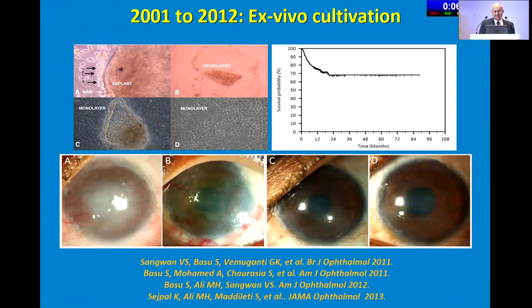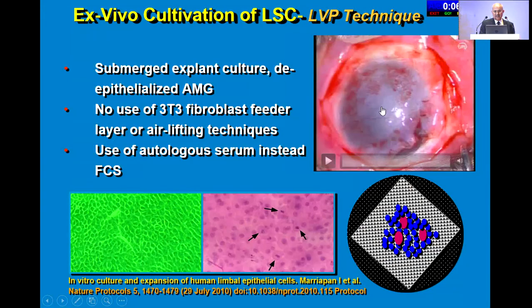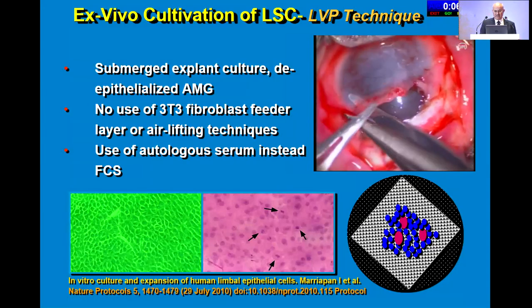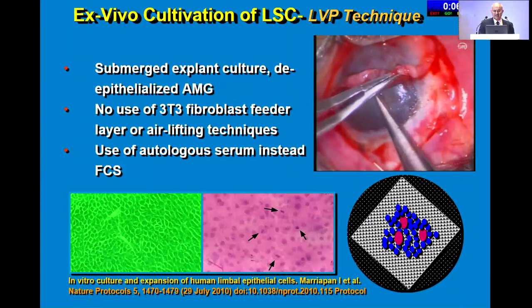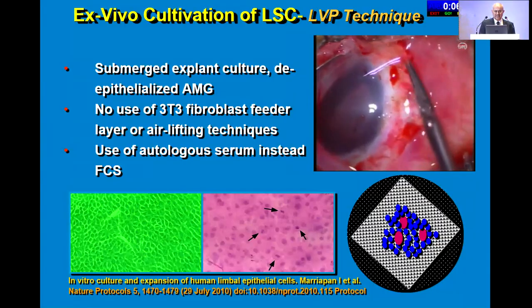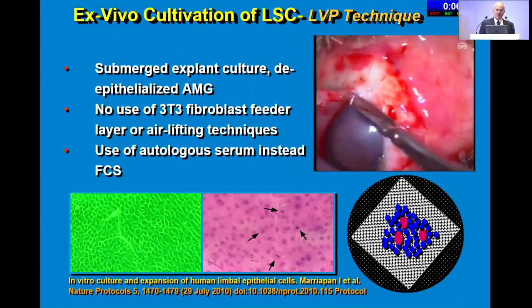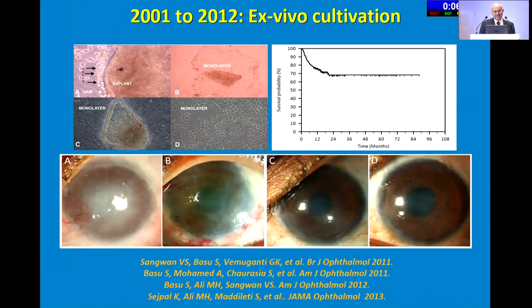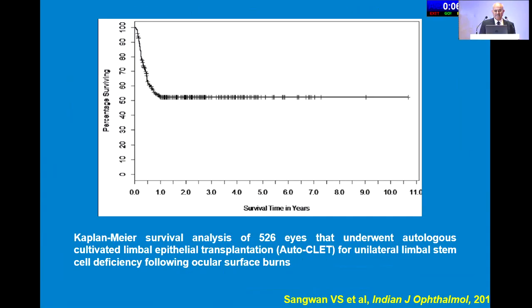And this is a technique that we developed in LVPEI long back of cultivating the stem cells, and we did a very large number of patients, more than 1,000 patients, and the largest study was reported from there. And this technique now is known as, or reported as, LVPEI technique of culturing the stem cells. And these are the papers published extensively in this area. And this was the largest study in IJO.